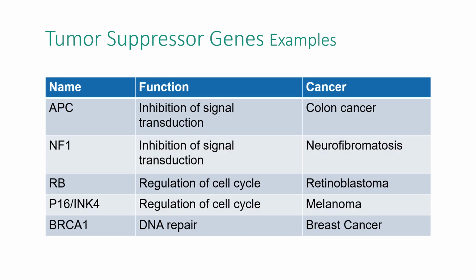Now let's flip back to the brakes. Tumor suppressor genes don't promote growth. They prevent inappropriate growth. So examples, APC. This inhibits signal transduction. It's central to colon cancer, and loss leads to uncontrolled beta-catenin signaling and polyp formation. Then RB, which is the retinoblastoma gene, regulates the G1 to S checkpoint. When RB fails, cells move into DNA replication without permission.